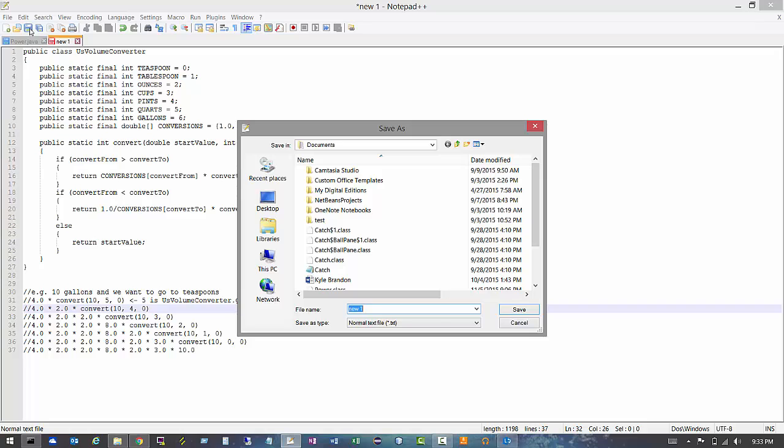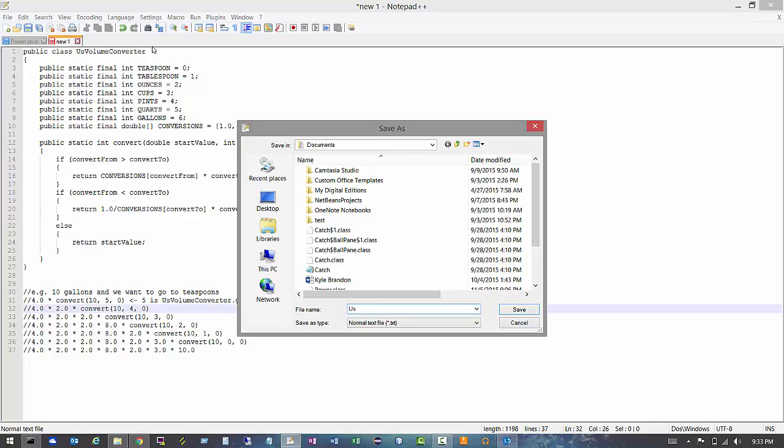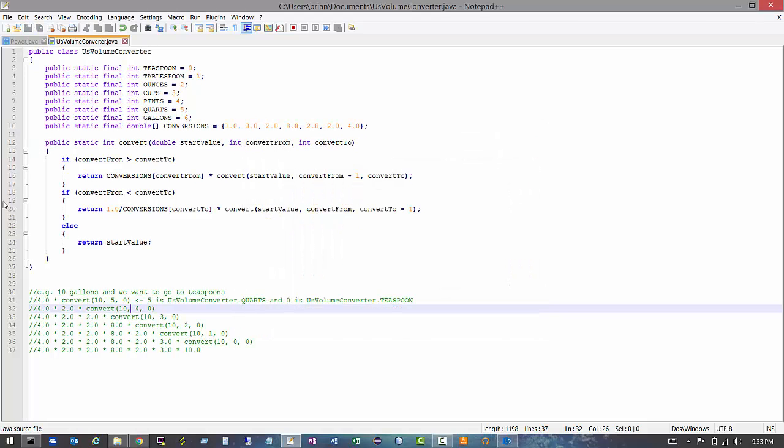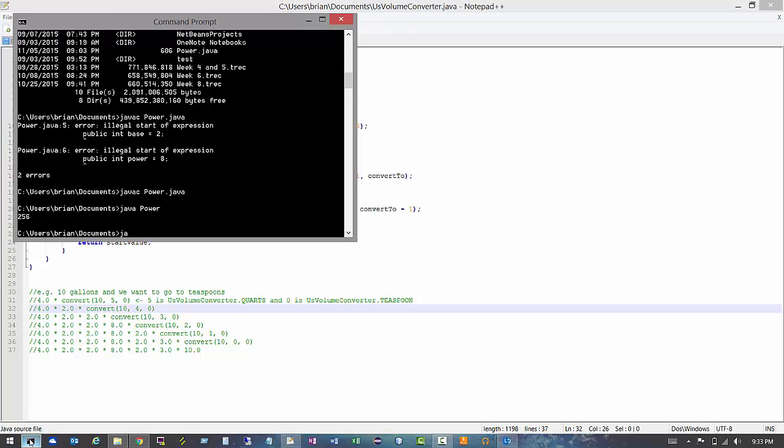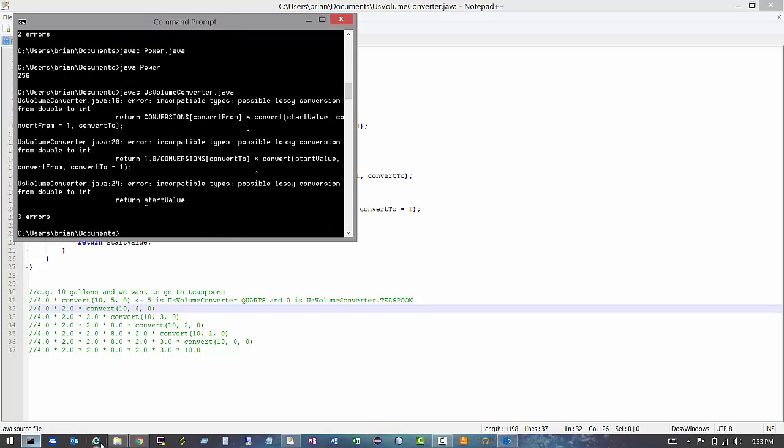So let's go ahead and save this one. And I want, it's going to be in the same place. US volume converter.java, save. Let's just make sure I didn't make any stupid mistakes like I did in the first one. Java C, US volume converter.java, and I made some mistakes. Let's see.